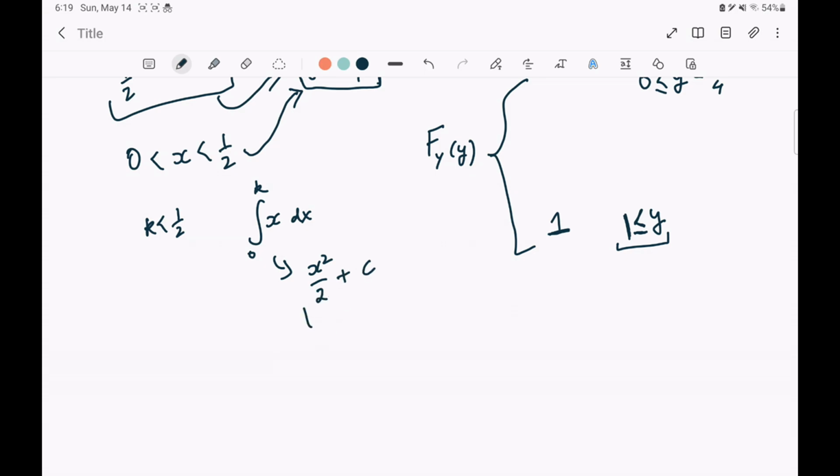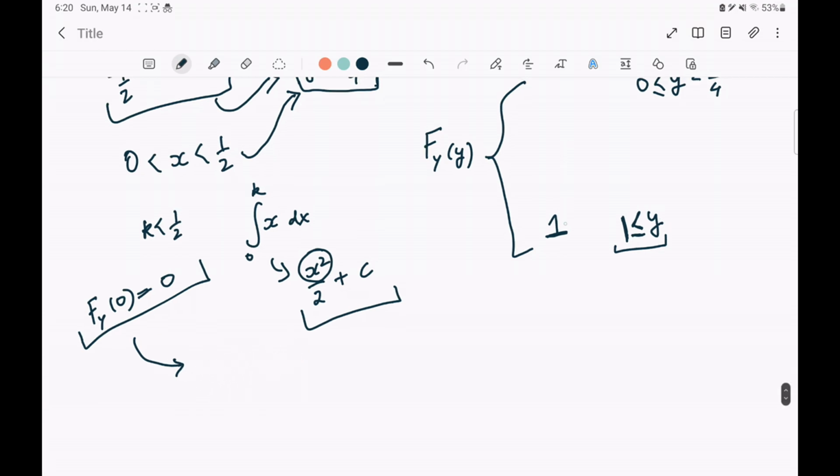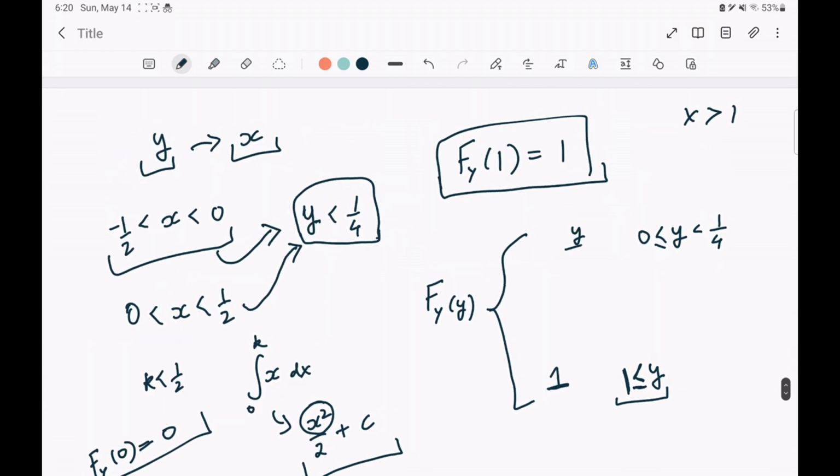Now if you plug in the value of y here, it would be y by 2 plus c. We know that Fy of 0 would always start at 0, since there is no other value of y behind this point. So if you plug in 0 for y, you can equate this to 0. Hence c plus 0 is 0, so in this case c equals 0. So for this case it would behave like y by 2.